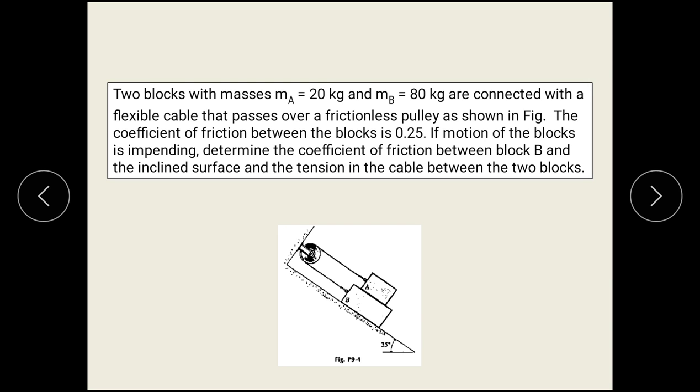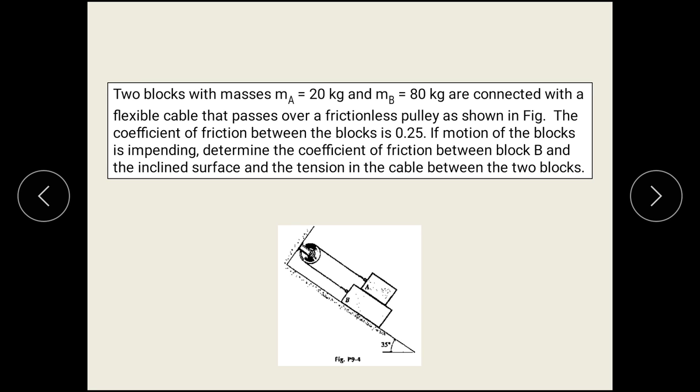Good morning, students. In this video we are going to discuss some friction-based problems. Here two blocks are resting on the horizontal surface and the two blocks are tied with a flexible cable. Okay, now we are going to study the question.